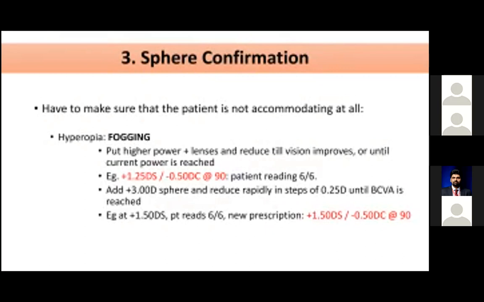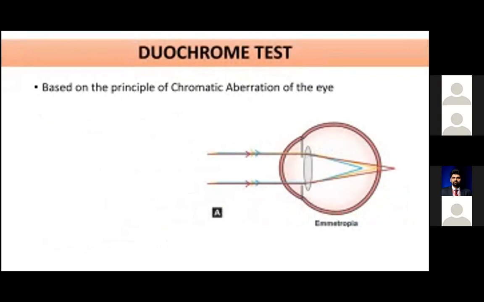For myopia, we do a test called the DUOCHROME test to make sure that the patient doesn't accommodate. Quickly, let me explain to you what the DUOCHROME test is. The DUOCHROME test is based on chromatic aberrations of the eye. Chromatic aberration means that when white light enters the eye, it splits into its individual colors and they focus at different parts based on their wavelength. So we know red light has a longer wavelength, so it focuses slightly behind the retina, whereas yellow light having a moderate wavelength focuses on the retina, and blue and green focus in front of the retina.